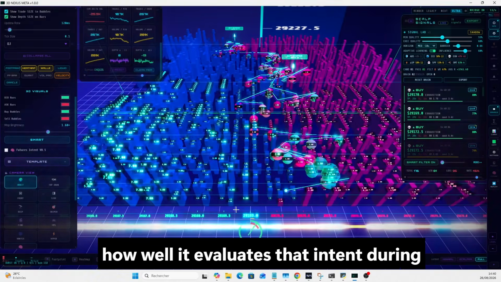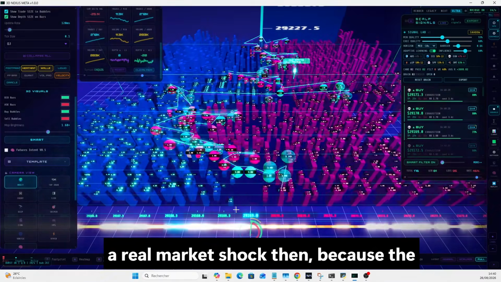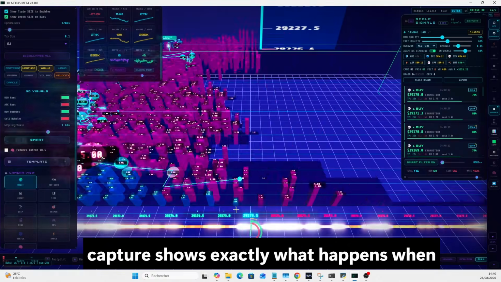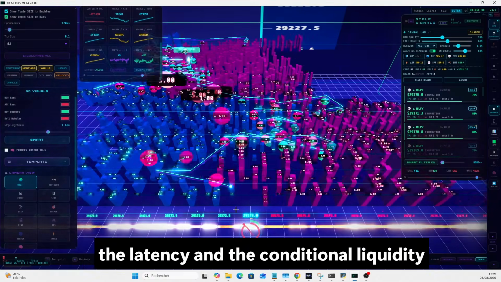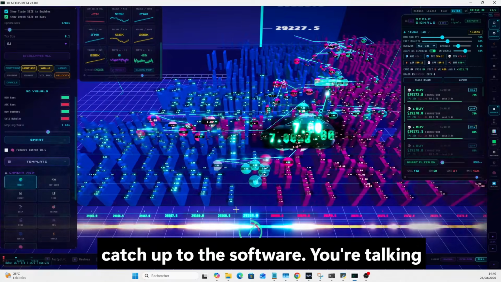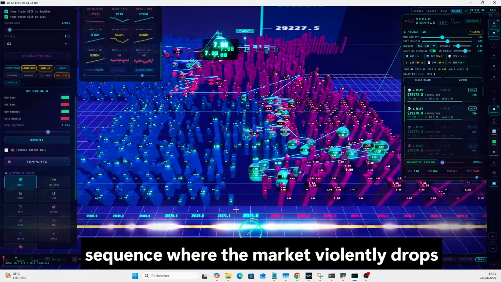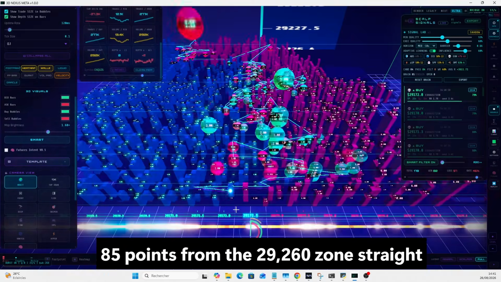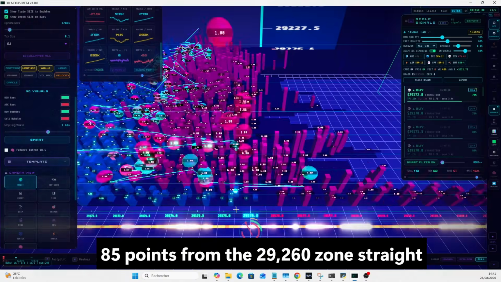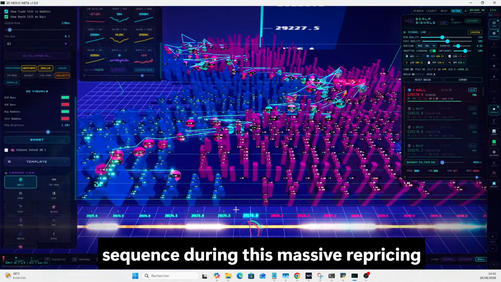Okay, let's test how well it evaluates that intent during a real market shock then. Because the capture shows exactly what happens when the latency and the conditional liquidity catch up to the software. You're talking about the drop. Yes. Look at the sequence where the market violently drops 85 points, from the 29,260 zone, straight down to 29,175. I know the sequence.